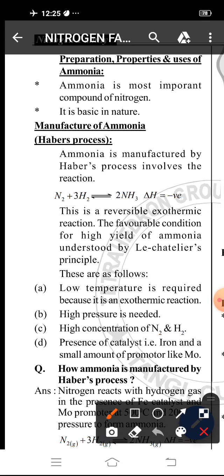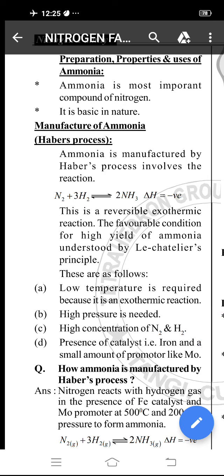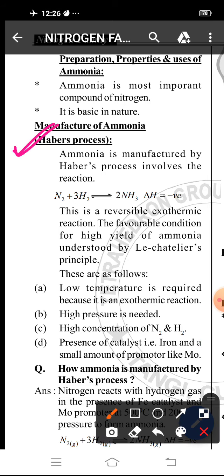Once again, since it is exothermic, low temperature is required. Since volume decreases, high pressure is required. Since the reaction should move in the forward direction, the concentration of reactants, that is N2 and H2, should be high. Then the presence of a catalyst makes the reaction faster, that is, in the presence of an iron catalyst this reaction moves in the forward direction. So this is all about the manufacture of ammonia by Haber's process.